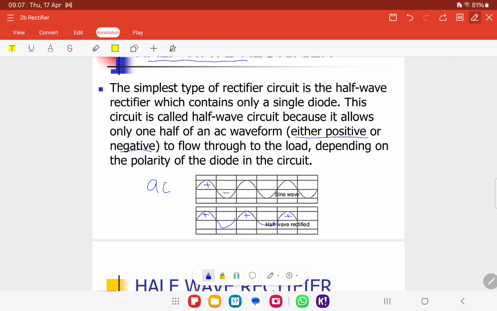Contohnya if we have a switch, tekan switch, baru dia boleh buat for the negative cycle. Ataupun tukar the circuit, baru dapat for the negative cycle. So it is either one, for positive or negative cycle. Only or. Dia kena or. It cannot be and, for the half wave.